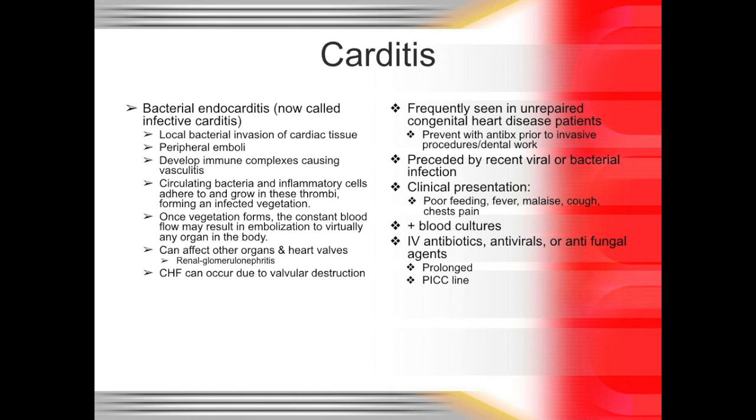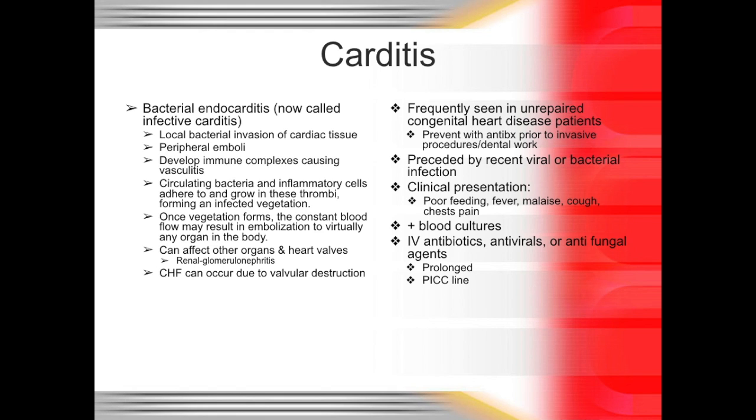Carditis develops when some type of local bacteria invades the cardiac tissue itself. Peripheral emboli can result. Immune complexes are released, thereby causing a vasculitis within the heart itself. The circulating bacteria and the inflammatory cells adhere to and grow in these thrombi that develop. What then happens is it causes what we call a vegetation. So fibrin, bacteria, and inflammatory cells all together develop a vegetation.